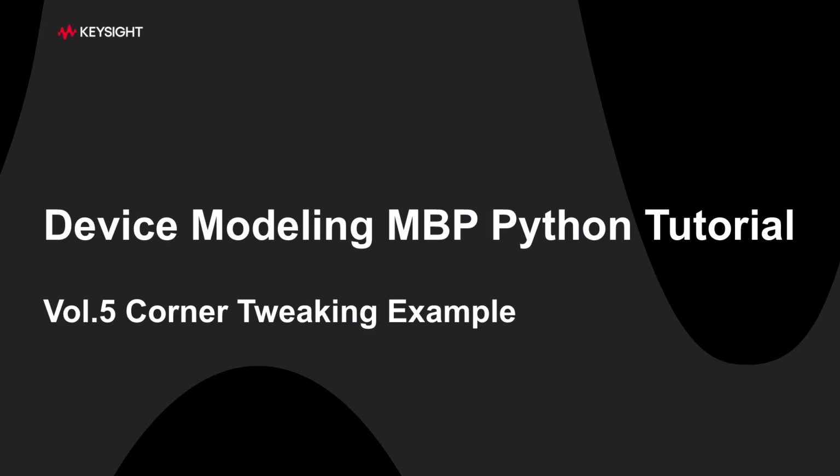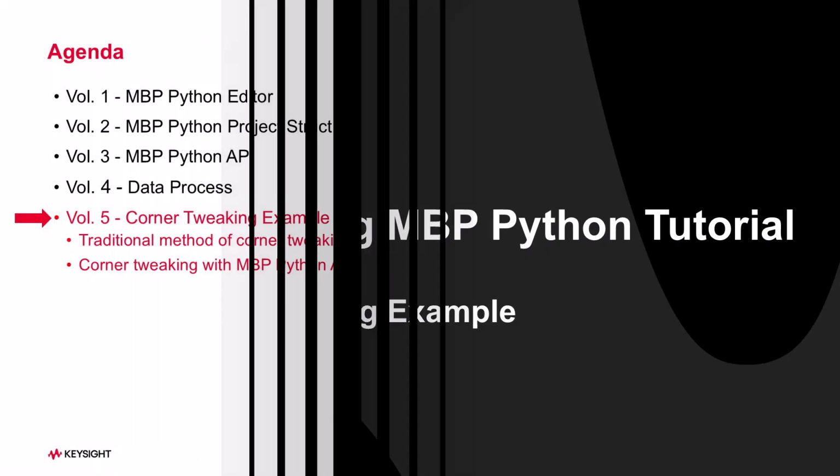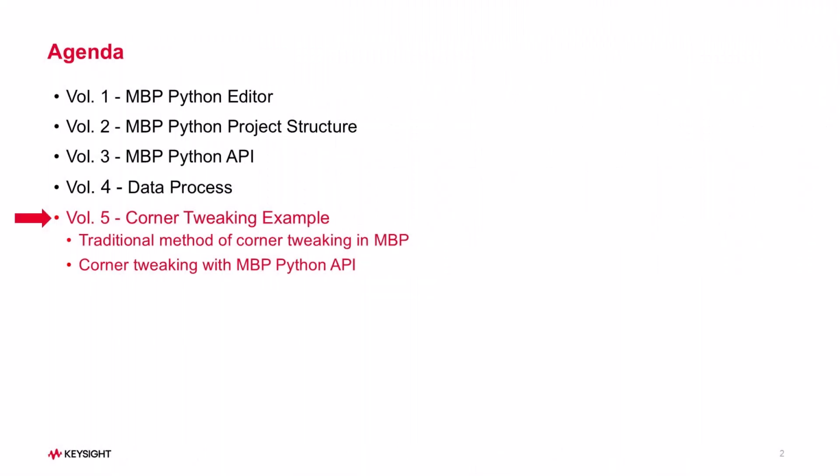Hello everyone, this is our fifth device modeling MBP Python tutorial. In this video, we will show you a more complete project example with an MBP Python script, which is the corner twinking example. In the previous tutorial, we explored data processing using the MBP Python APIs. In this video, we will dive into a more comprehensive example using MBP Python APIs for corner twinking.